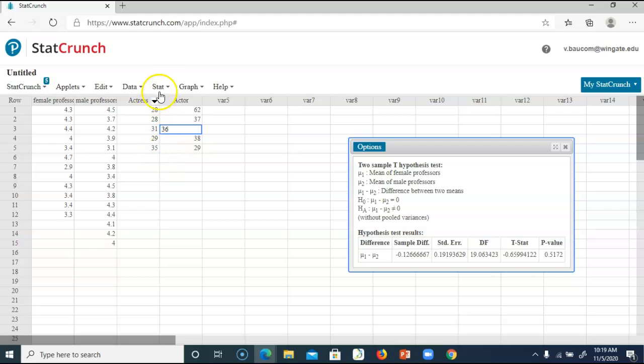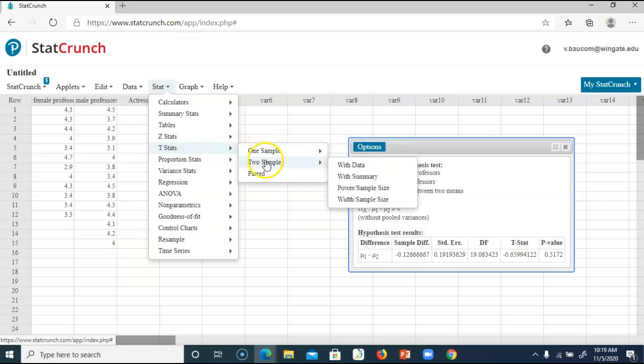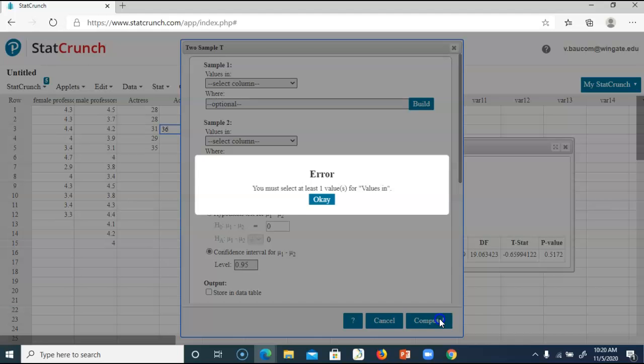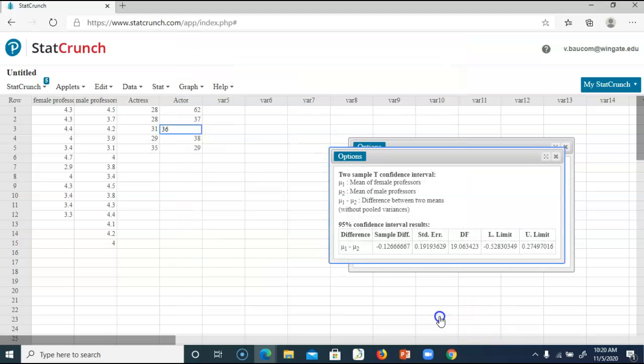If I want to find the confidence interval, I'm going to go to Stat, T-Test again, two sample. This one again with data, and I'm just going to choose confidence interval here, and since it was a two-tailed test and my alpha was 0.05, then I'm going to do 0.95 and compute. Actually, I need to select these again, okay, and then compute. And then here I have my lower limit and my upper limit that again should match with what we found using the calculator.